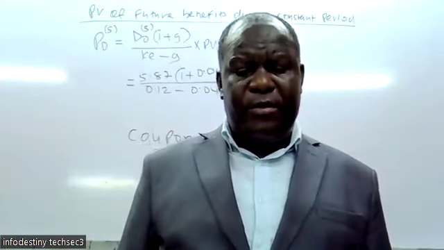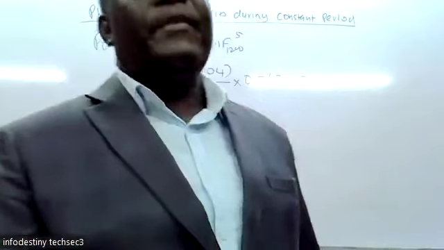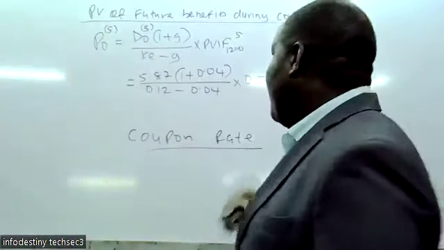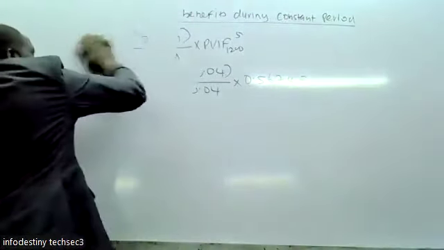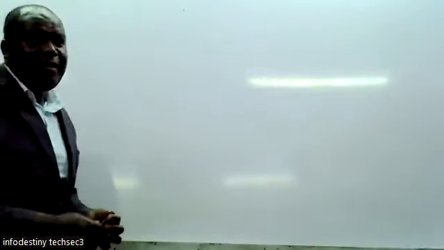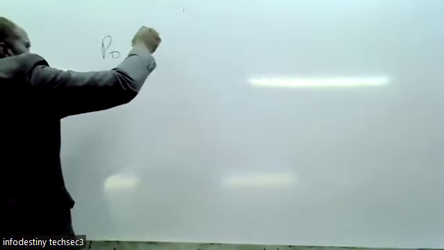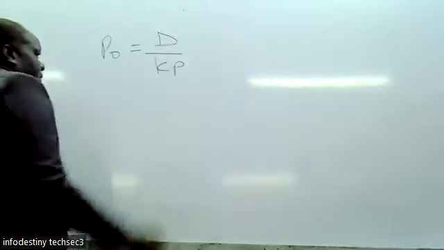Its theoretical value will be expressed as follows. So the theoretical value of the security is P4. So it is D divided by KB.